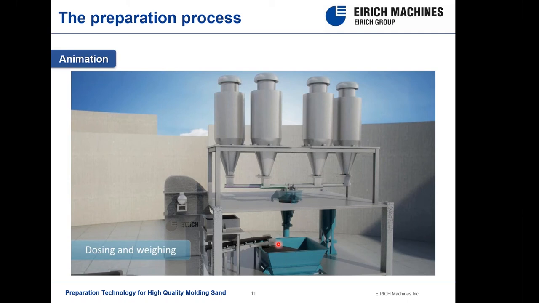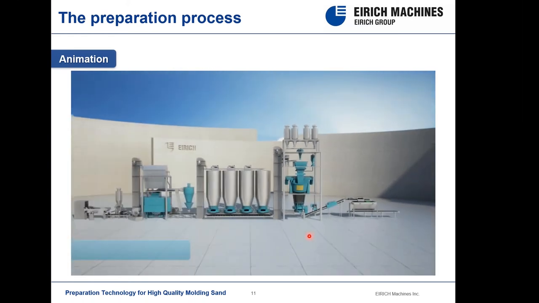Below that, we have this big hopper holding the return sand. As you see here, we are adding the additives from the top of the tower. Once we have the sand and the additives in our big hopper, we are discharging into the mixer.